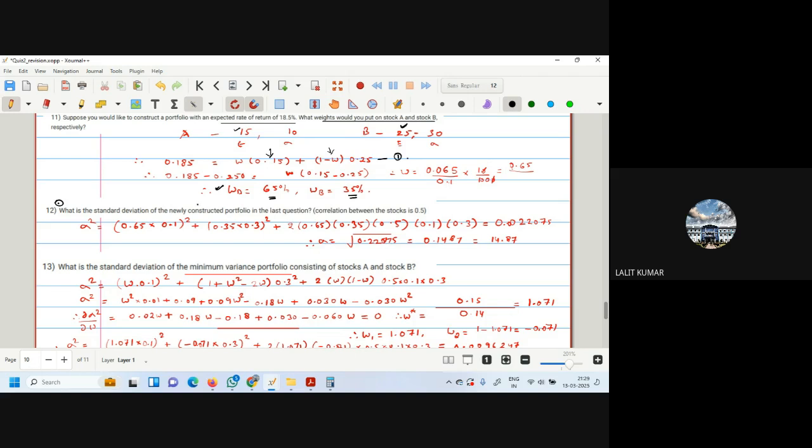So straight away we put the same values and we get the answer. Only this takes time. And another thing, unfortunately, they are in decimals. Only if they would have been integers, we could have solved them easily.